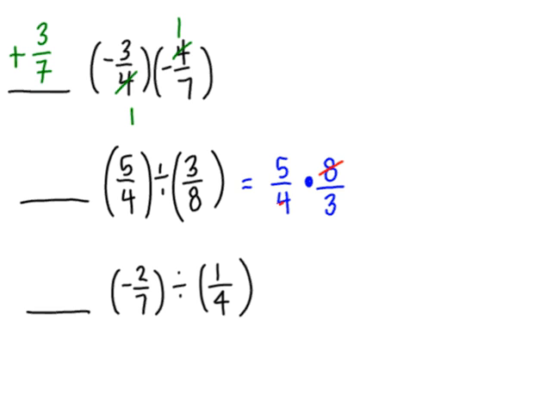When I cross reduce, I see that 4 and 8 share a common factor. 4 goes into 8 two times and 4 goes into 4 one time. So this leaves me with a 10 on the top and a 3 on the bottom.